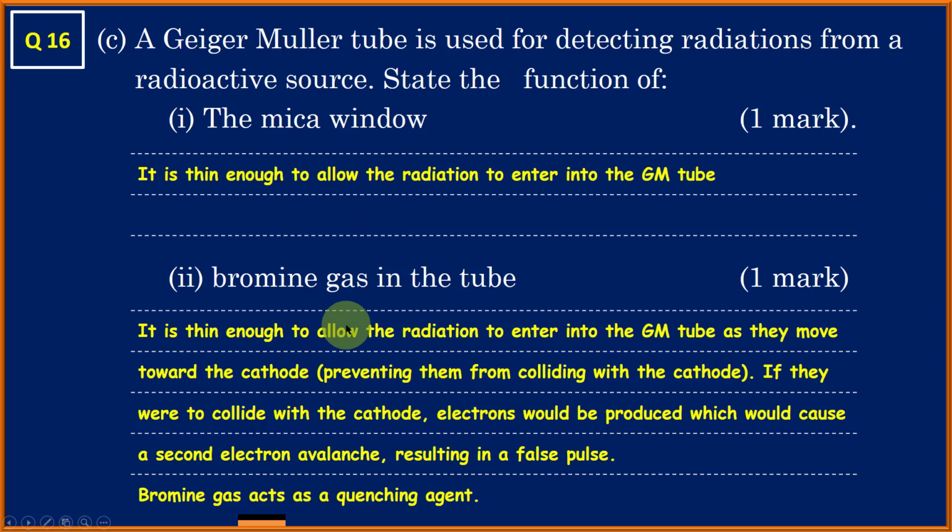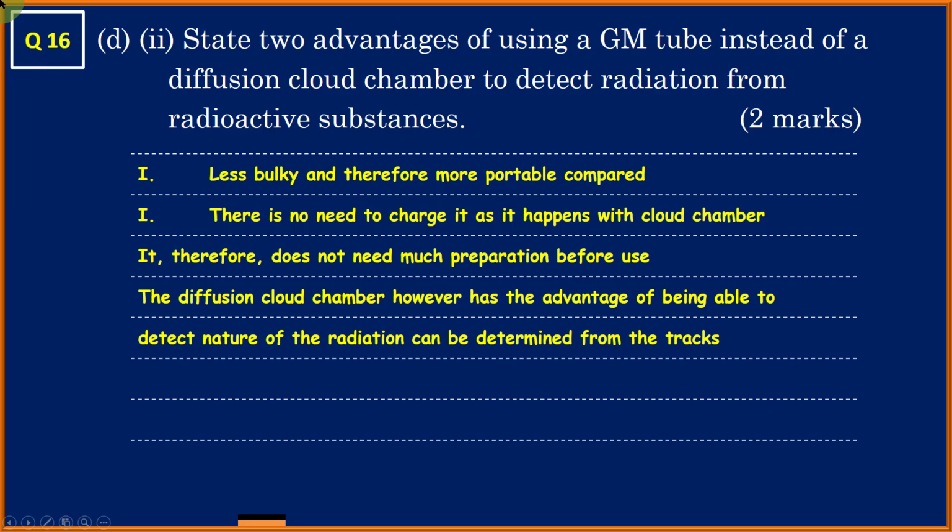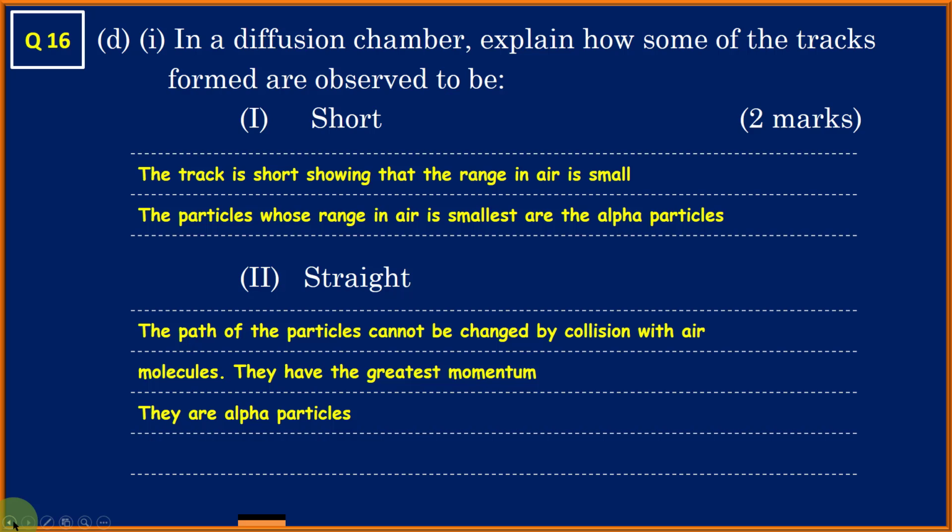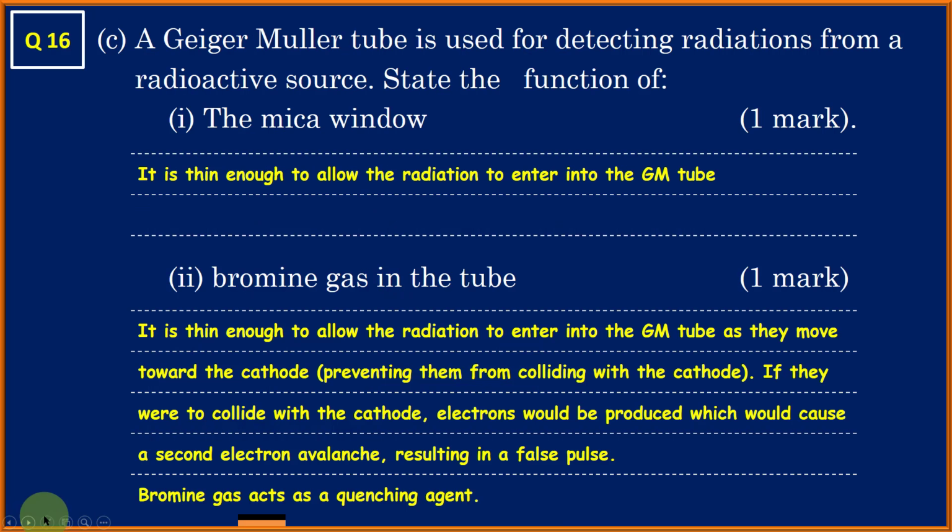Now, why is bromine gas used in the tube? Now, when radiation enters into the GM tube, it ionizes the argon gas which is inside there. It ionizes the argon gas. I think this one is something that is missing. I may not have captured it very well, but let me just explain this by saying that it ionizes the argon gas inside, producing negative and positive ions.